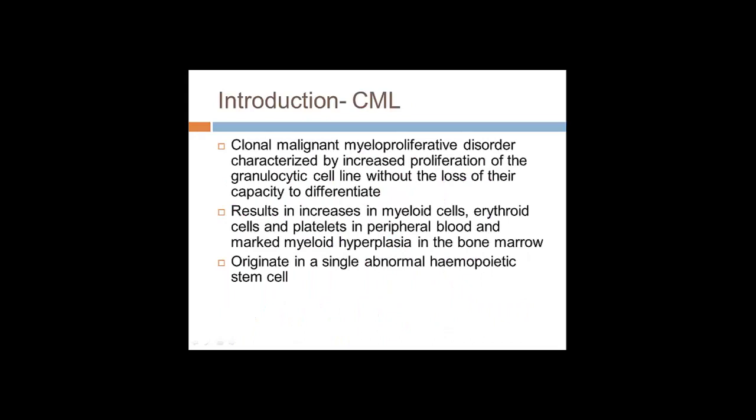Introduction to chronic myeloid leukemia. It's a clonal, malignant myeloproliferative disorder characterized by increased proliferation of the granulocytic cell line without the loss of their capacity to differentiate. It results in an increase in myeloid cells, erythroid cells, and platelets in peripheral blood and marked myeloid hyperplasia in the bone marrow. It originates in a single abnormal hematopoietic stem cell.